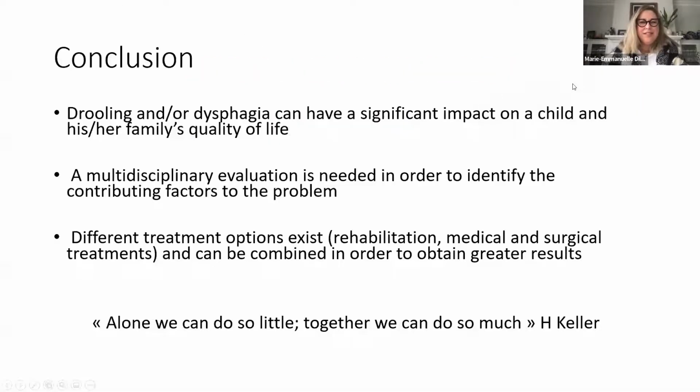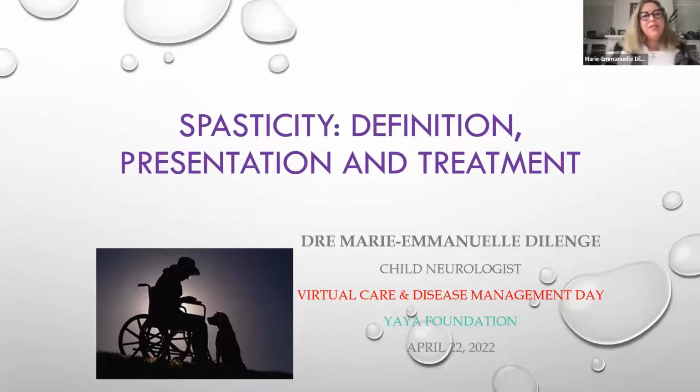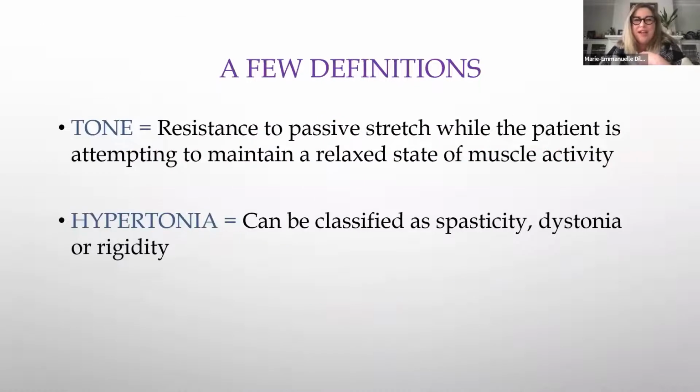Sorry. All right. So yeah, I'm Dr. Dilenge. I'm a child neurologist. I used to work at the Montreal Children's, and my specialty is neuro rehab, so particularly cerebral palsy. And I'm with Dr. Filion, who is presenting later, to do a multidisciplinary spasticity clinic, which is why I was asked to speak about spasticity. Thank you for the invitation. I have no disclosures.